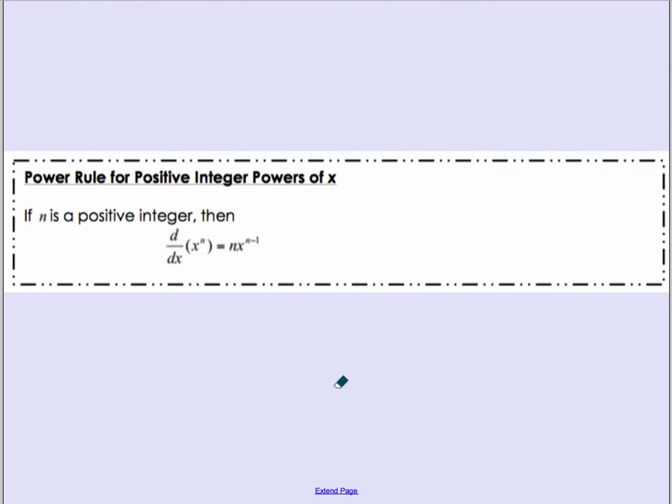All right, in this video, we're gonna go ahead and look at the power rule for positive integer powers of x. Okay, so if n is a positive integer, then the way you can take the derivative of x to the n is we take that n and bring it down in front, and then you take the exponent and subtract 1. This is something that I already alluded to when we talked about our introduction: you take that exponent, you bring it down in front, and then you subtract 1.